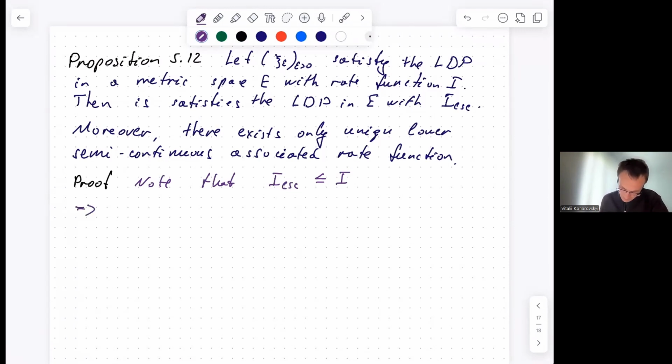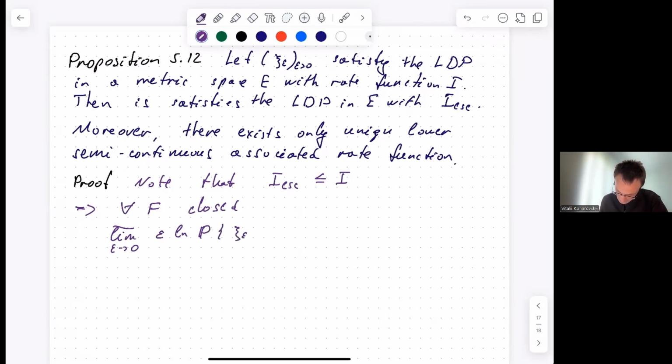And in particular, this implies that for every F that is closed, the upper limit as epsilon goes to 0 of epsilon logarithm of the probability that psi epsilon belongs to F is less or equal than minus the infimum over F of I. It is exactly like a part of the definition of large deviation principle.